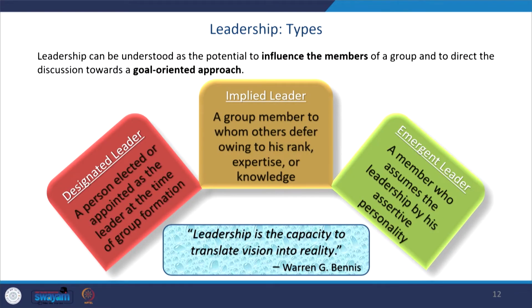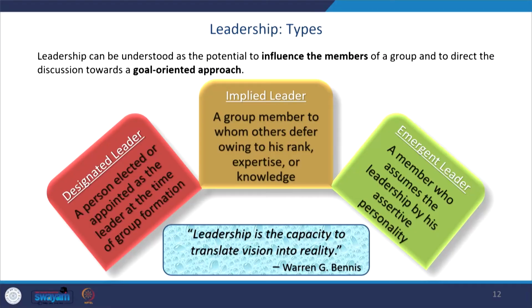As I said earlier, the panelists also have an aim to find out who the leader is and what sort of leader they are in search of. My dear friends, actually, a leader is one who tries to influence the group by his constructive ideas, and a leader is always goal oriented. There can be a designated leader, which in a GD is not possible. There can be an implied leader, a group member to whom others defer owing to his rank, expertise or knowledge. Such a person also is not applicable as a leader in a GD.